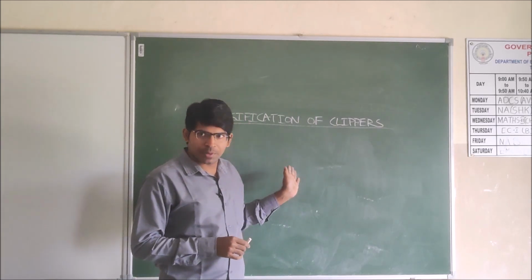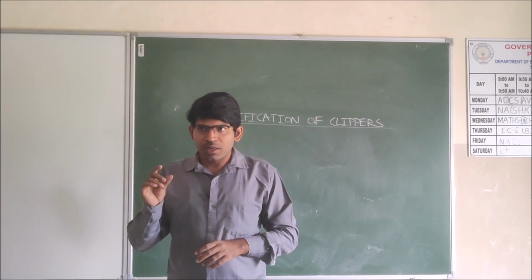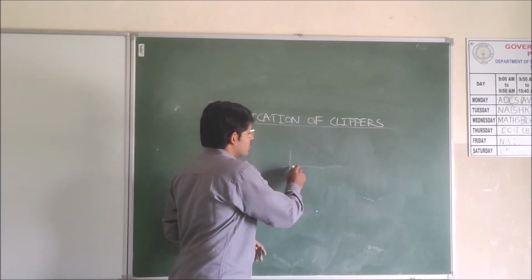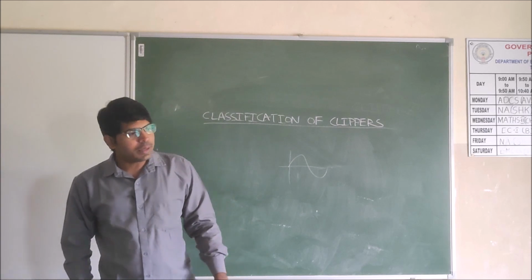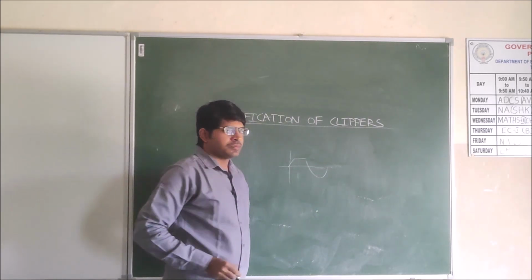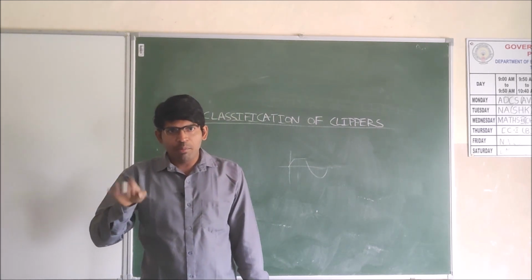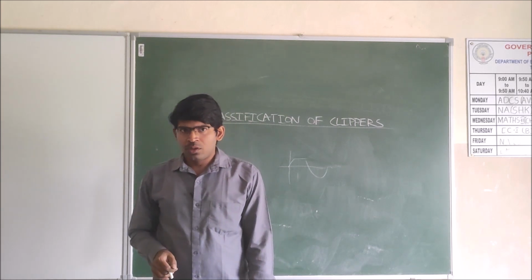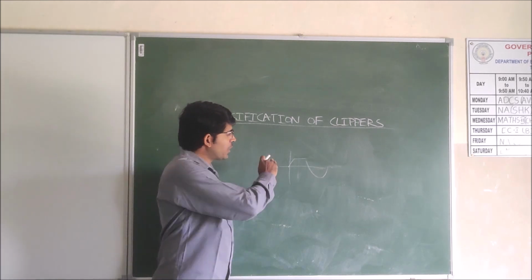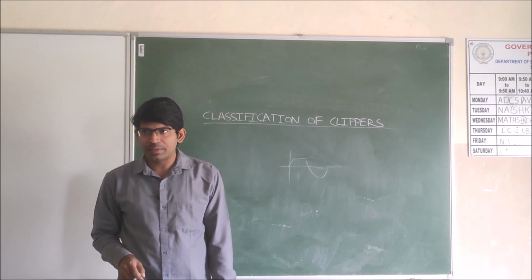The first one is the clipper, and later we will discuss the clamper. A clipper is a non-linear wave shaping circuit. So it clips the signal. It clips the voltage of the signal after a certain level. We are limiting the voltage of the signal. The signal's amplitude is in our control. Whatever amplitude we decide, the signal amplitude will be cut according to that. This is what we call clipping.